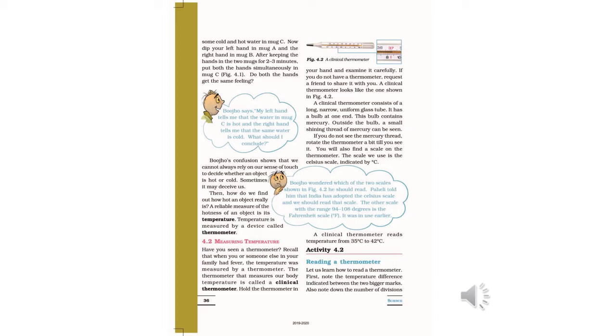I told you just now, the clinical thermometer. Earlier, mercury ones were used; nowadays digital ones are used. How will we measure the body temperature with the help of a thermometer? Hold the thermometer in our hand and examine it carefully. You can see on the screen there is a thermometer picture, and it is a Celsius one, and the marking is also done. You can observe it very clearly.